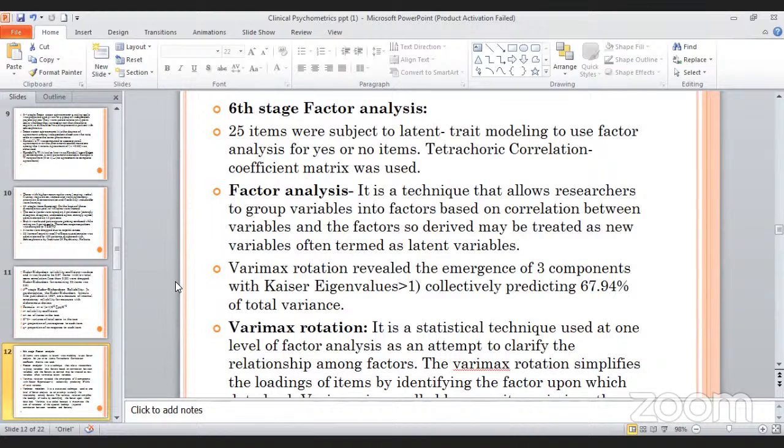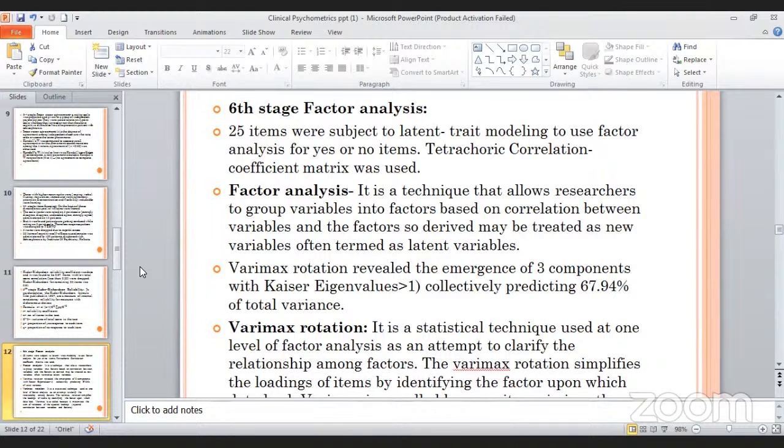You can understand that we have to reduce a large number of variables into a fewer number of factors so that it will be more manageable. For that purpose, we are doing the factor analysis. Is it clear?